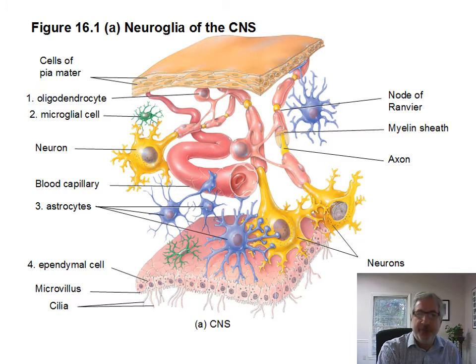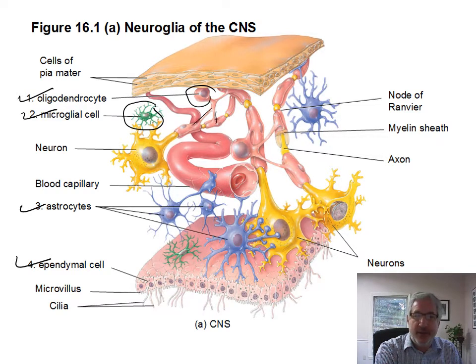So here's another picture of neuroglia of the central nervous system. So we have an oligodendrocyte, we have a microglial cell, we have an astrocyte, we have an ependymal cell. So just showing you where these cells are again. So here's your microglial cell. Here's an oligodendrocyte here with all these processes sticking off, touching everybody. And here the yellow, these are neurons here and here and there.